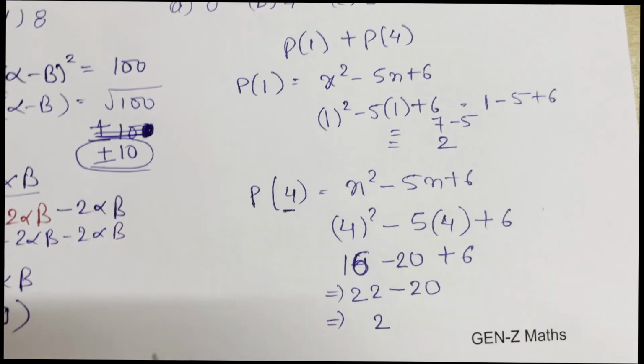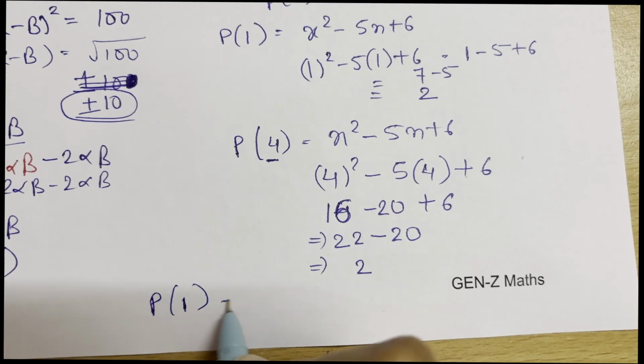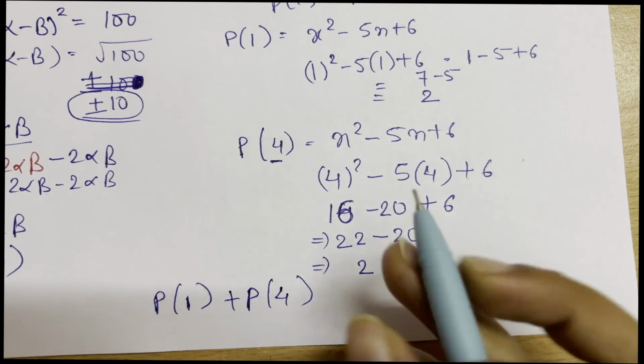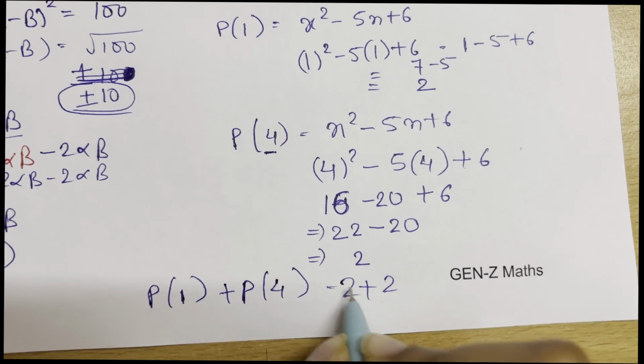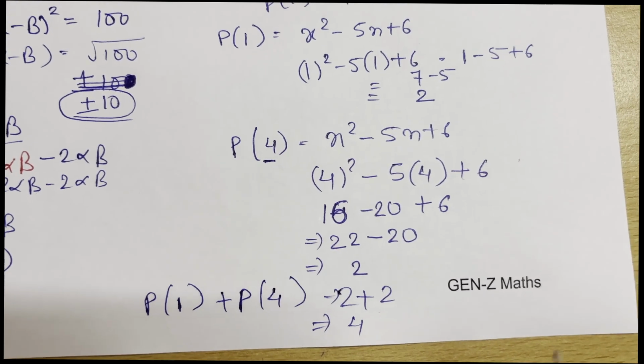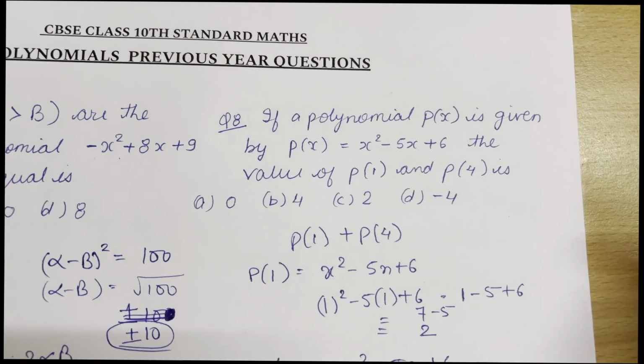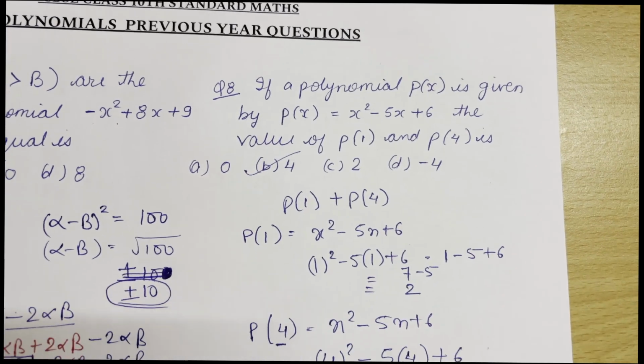And we are asked to find the value of p1 plus p4, which is equal to 2 plus 2, that is 4. So the answer for this question is option number B, 4.